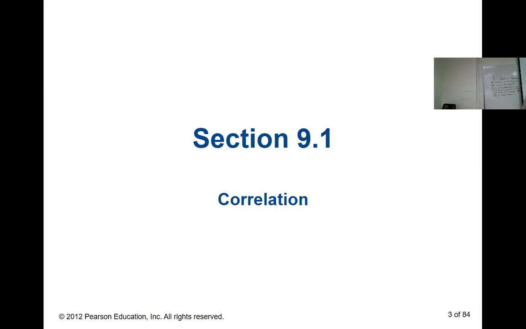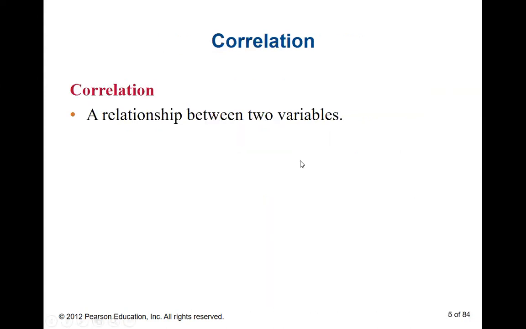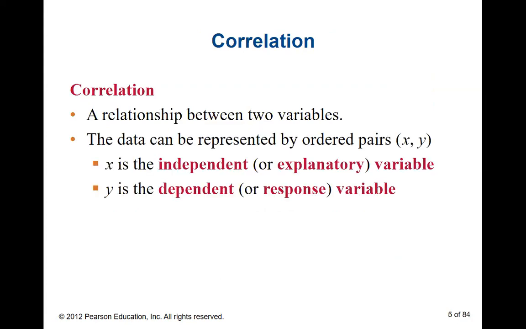Now, we're going to talk about correlation. Okay, correlation. And that simply means there is some kind of relationship between two variables if they have a correlation, all right? This is very familiar to you guys. Ordered pairs, x comes first, y second, right? What do we usually call the x variable? It's the independent variable. Now hang on. In statistics, we sometimes call it the explanatory variable.